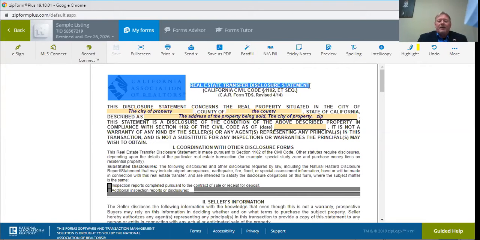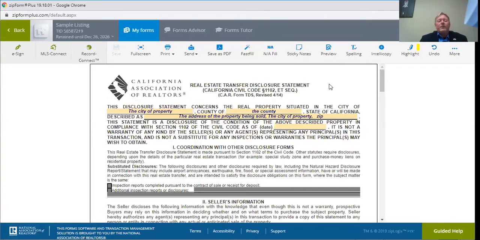We have them go line by line, and we sit with them and we encourage them to find out exactly why we're filling this out and what each item means, what each area means, especially when it comes to the TDS, as it's mentioned in both the real estate purchase contract and also the listing agreement itself.